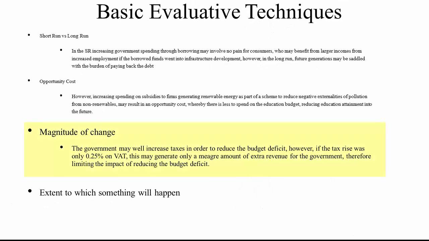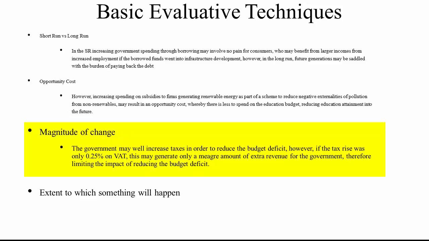The word magnitude simply means the scale or degree to which something's going to happen. And this, again, is another nice basic evaluative technique to use in your work. The example given here is that the preceding analysis would have talked about government increasing taxes to reduce the budget deficit. And presumably it would have talked about VAT, because our evaluation now goes on to look at VAT. But what it does is it questions how big this rise was. What was the magnitude of the change?